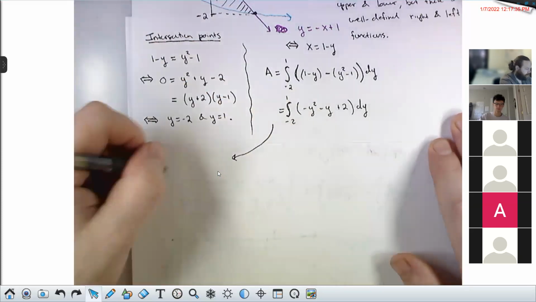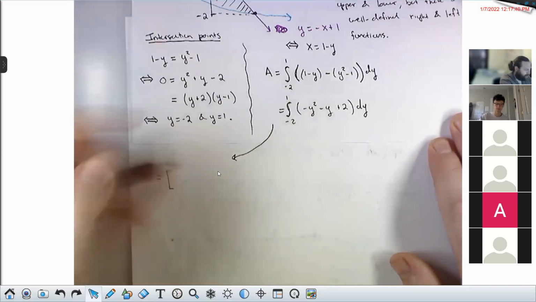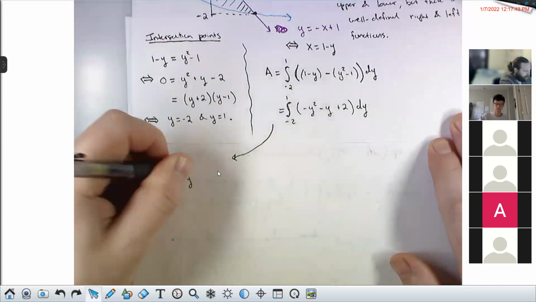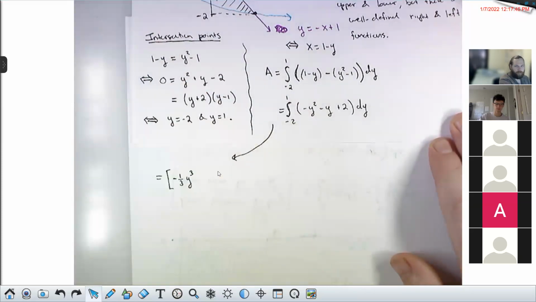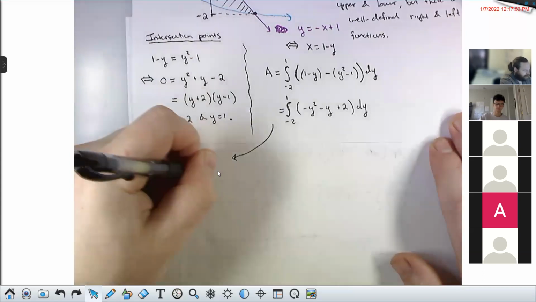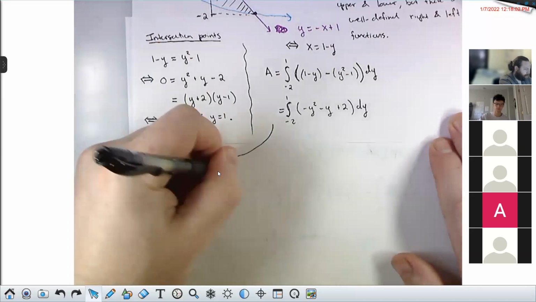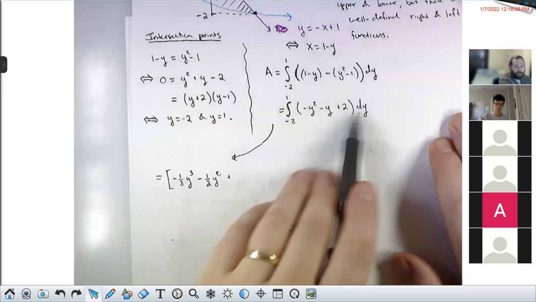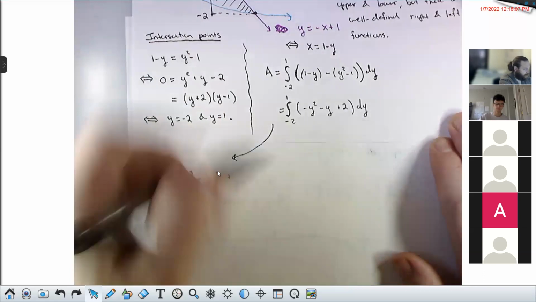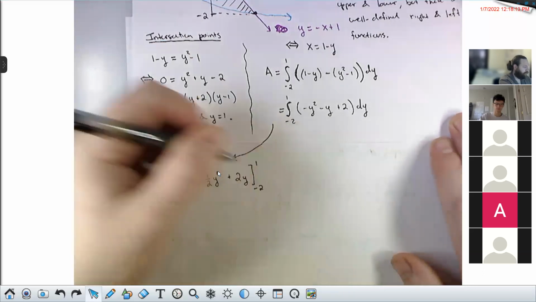I need an antiderivative. Each of these will follow from the power rule. So the antiderivative for negative y squared is negative 1/3 y cubed. Add 1 to the power, divide by the new power. Negative comes along for the ride. Antiderivative for negative y is negative 1/2 y squared, or negative y squared over 2, if you prefer to write it that way. And the antiderivative for plus 2, remember we're integrating dy, so this isn't going to be 2x, it's 2y. So be mindful of that. It is possible to make mistakes there.